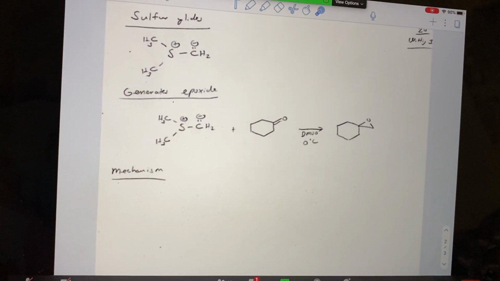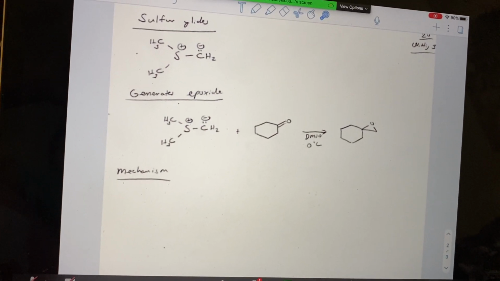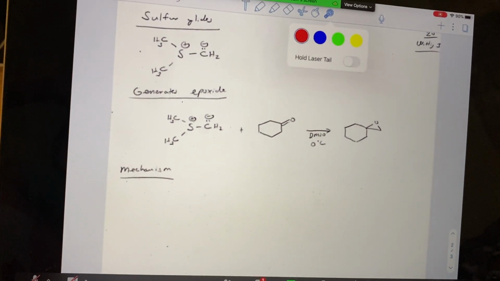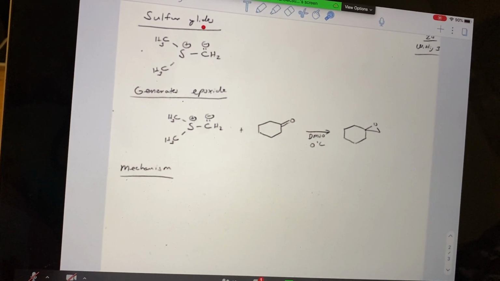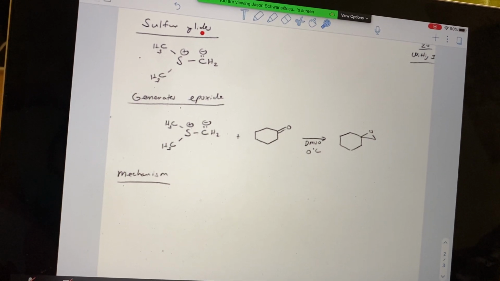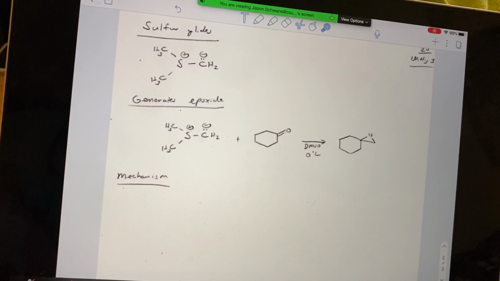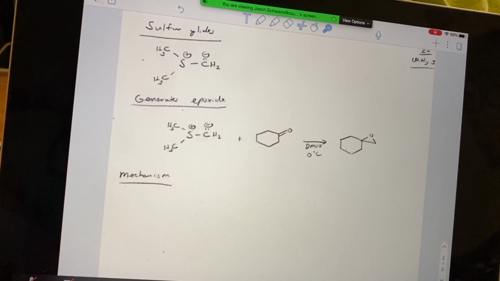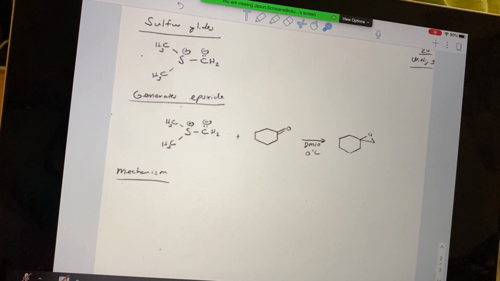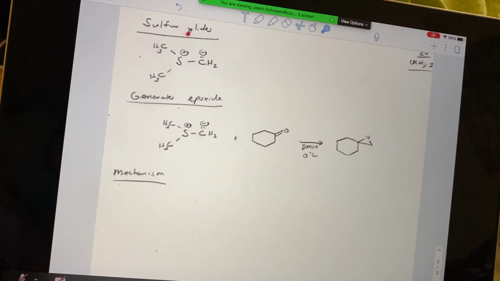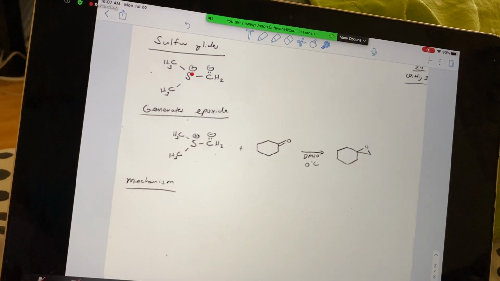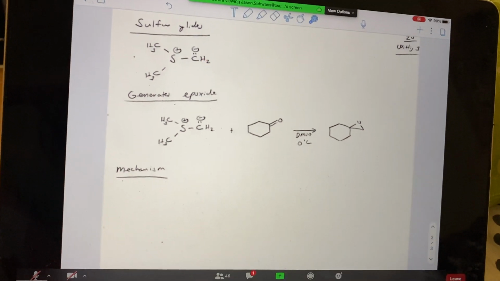So far we've been introducing this idea of an ylide. These are species that have opposite formal charges on adjacent atoms. And they've been phosphorus so far, which they are about 90% or more of the time. But you can also have a sulfur ylide: sulfur with a positive formal charge, carbon with a negative formal charge.